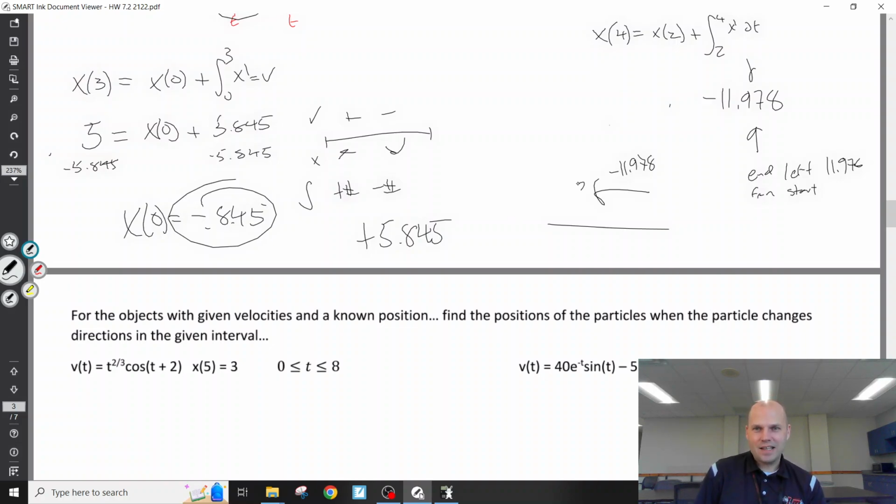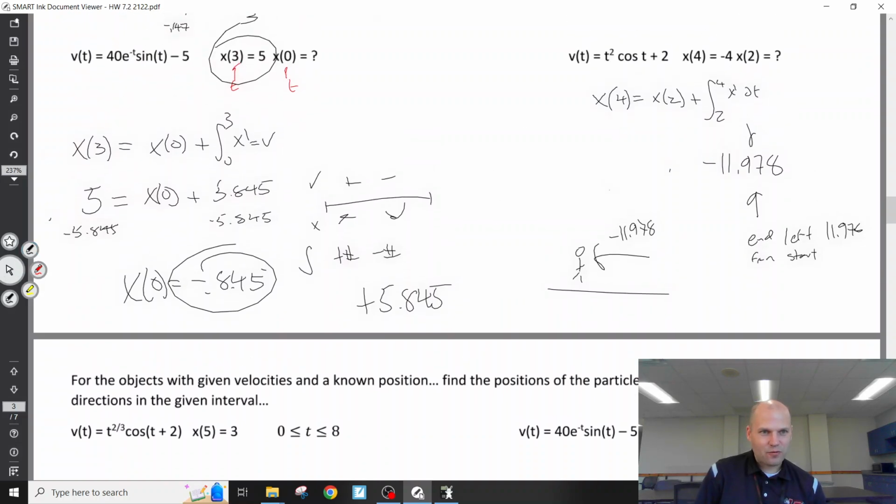I ended at a position of negative 4. This is a position at a time. The time is t equals 4. Well, I must have started at t equals 2 at a position 11.978 to the right of where I ended. Add that number to negative 4. Don't subtract it.